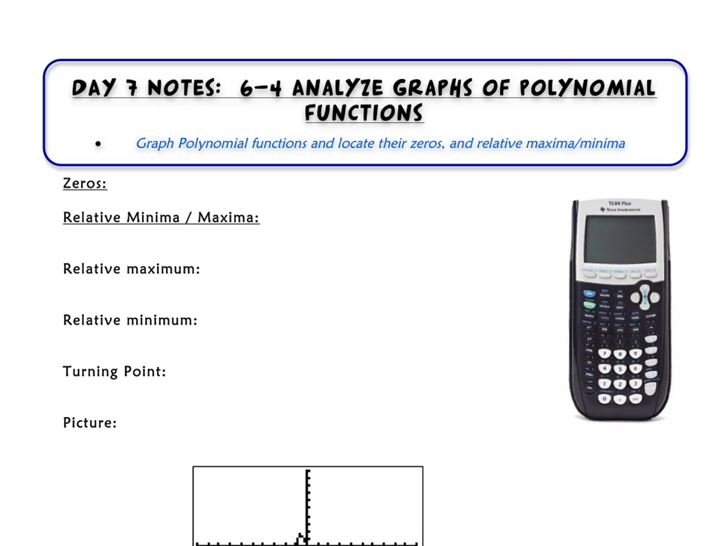Zeros shouldn't be a new word for you. Those we've done before, and these are the x-intercepts of a graph. So they're basically the points where the graph will cross the x-axis, where they're zeros. Relative minima and maxima. Now this is a bit new. A relative maximum is the highest point in a certain area.